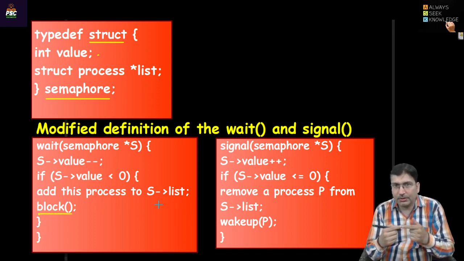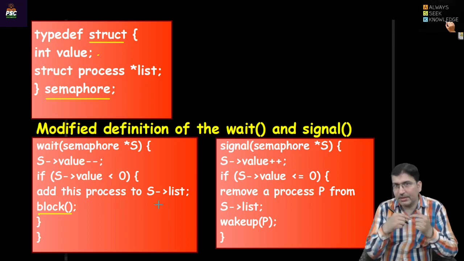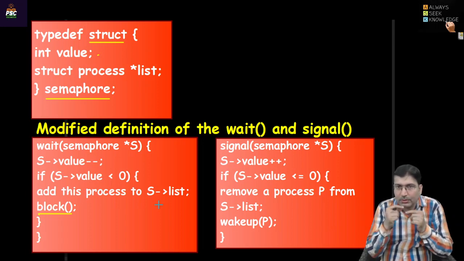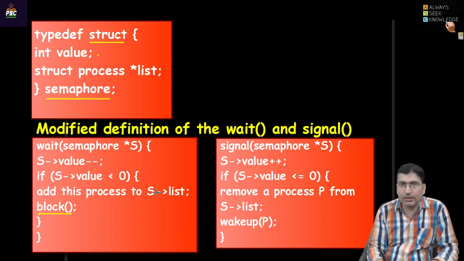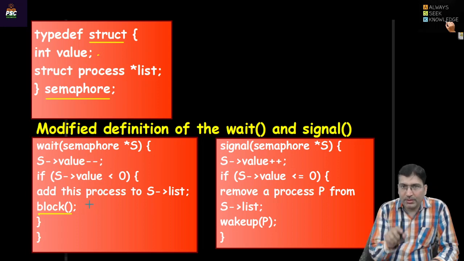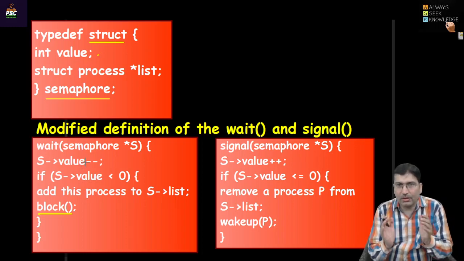Why are we blocking the process? Because in the previous case the process was not blocked, it kept executing the while loop and consuming CPU cycles, right? And that was the reason for busy waiting. So we want to avoid busy waiting. When a process tries to do the same thing and may be stuck in that particular loop, we block that process. So that is the modified structure of the wait operation.